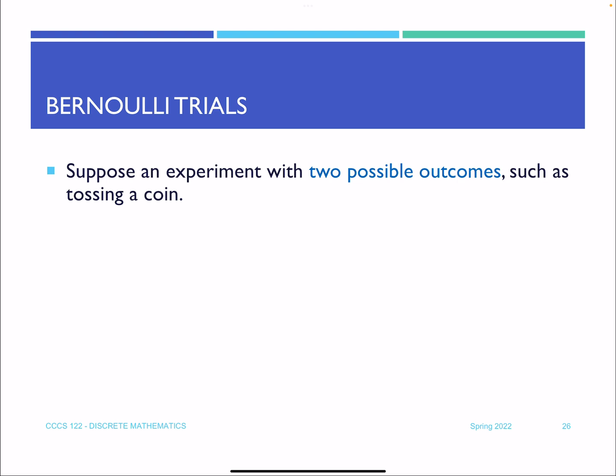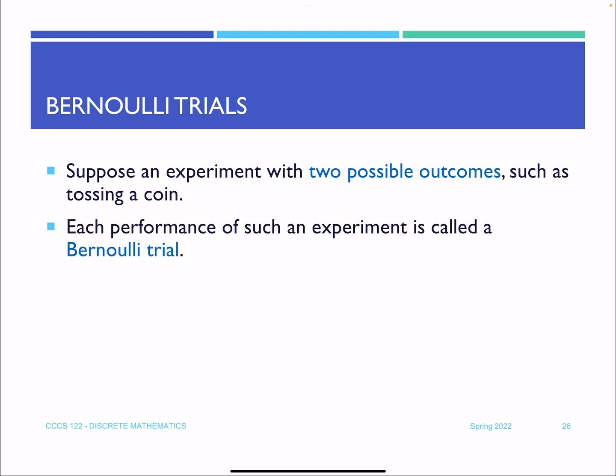So, suppose there's an experiment in which there are only two possible outcomes, such as tossing a coin. So either an experiment in which an event either happens or doesn't happen, and with no other options. An experiment like that has a special name. It's called a Bernoulli trial.